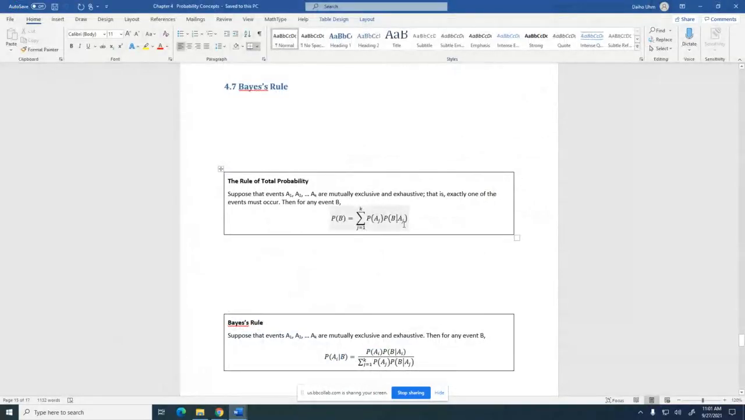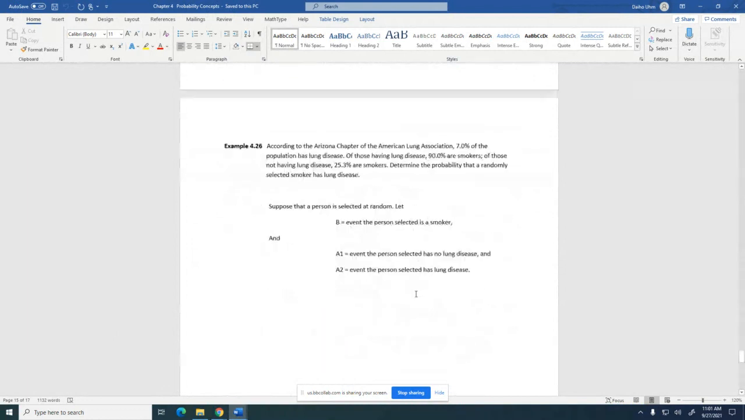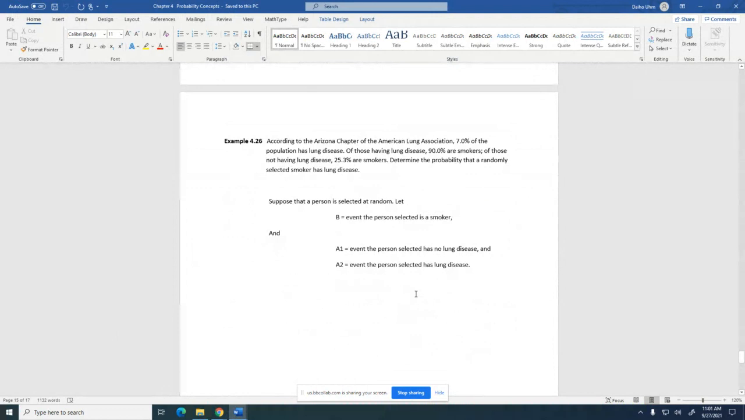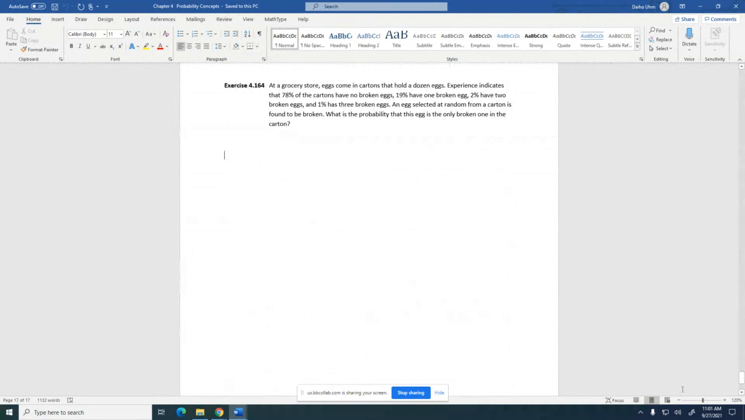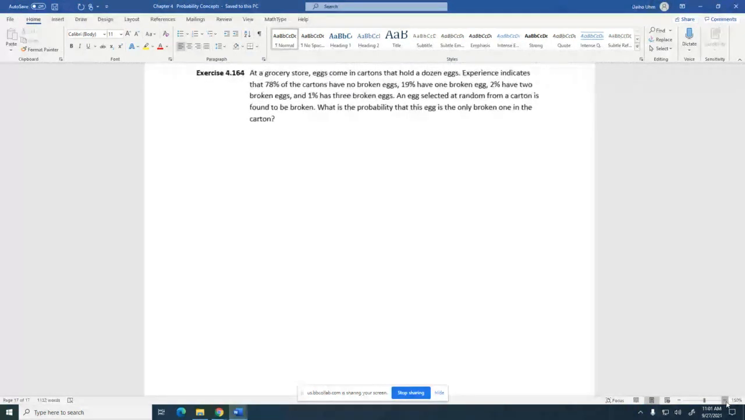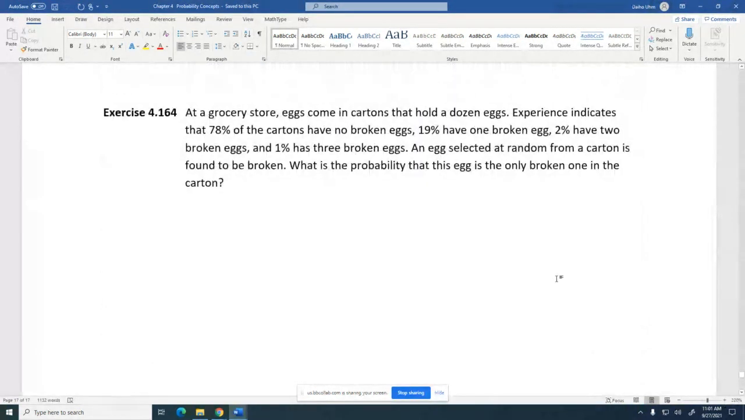We discussed the Bayes rule, and we need the rule of total probability to get the probability of the B. And I think we did this one, right? It's a lung disease, right? Yeah. So we have the last example.